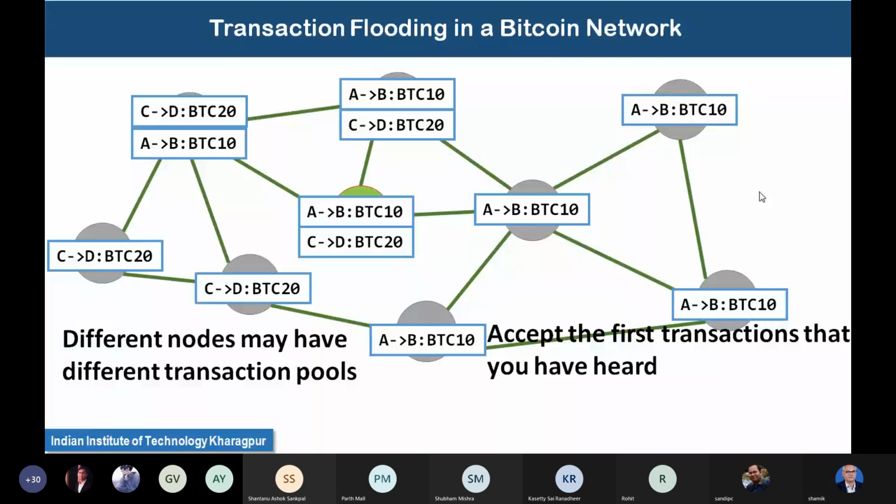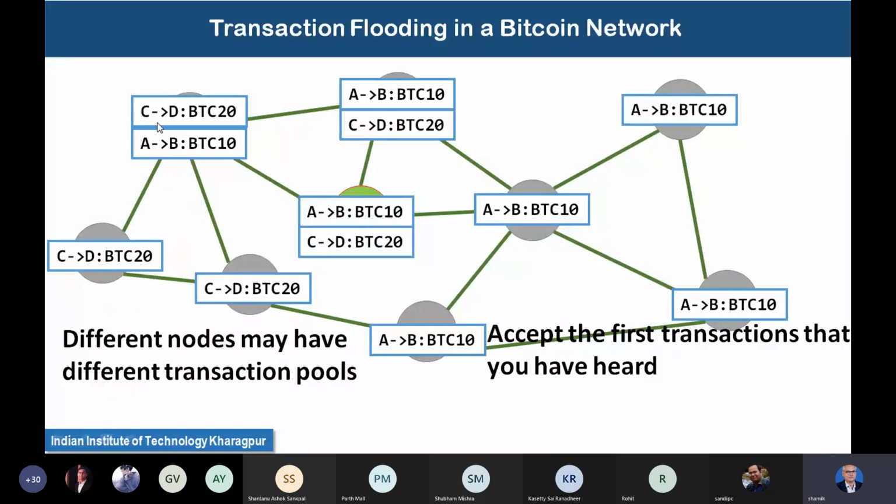Now, if any node plans to mine blocks, then what it will need to do is put together a set of transactions. Say this first node, for example, on the top we see A to B BTC 10 and C to D BTC 20. If it is trying to mine with these two transactions, then in its pool it has them in this particular order, A to B and then C to D. While this other one, when it is trying to mine a block, has in its pool C to D and then A to B.